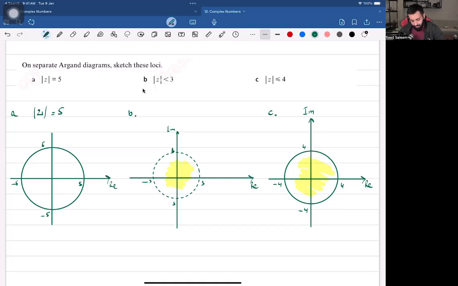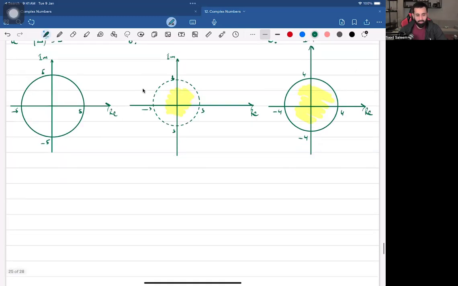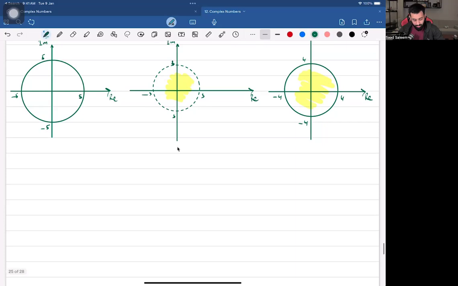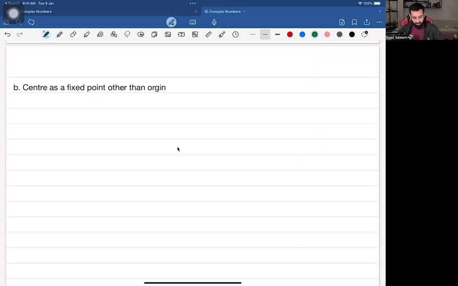Now, is the center always going to be the origin? Obviously not. Sometimes the center will not be the origin. It'll be something else. So let's talk about that. What if the center is a fixed point other than the origin? So what will the equation look like? That's what's important for us to understand.